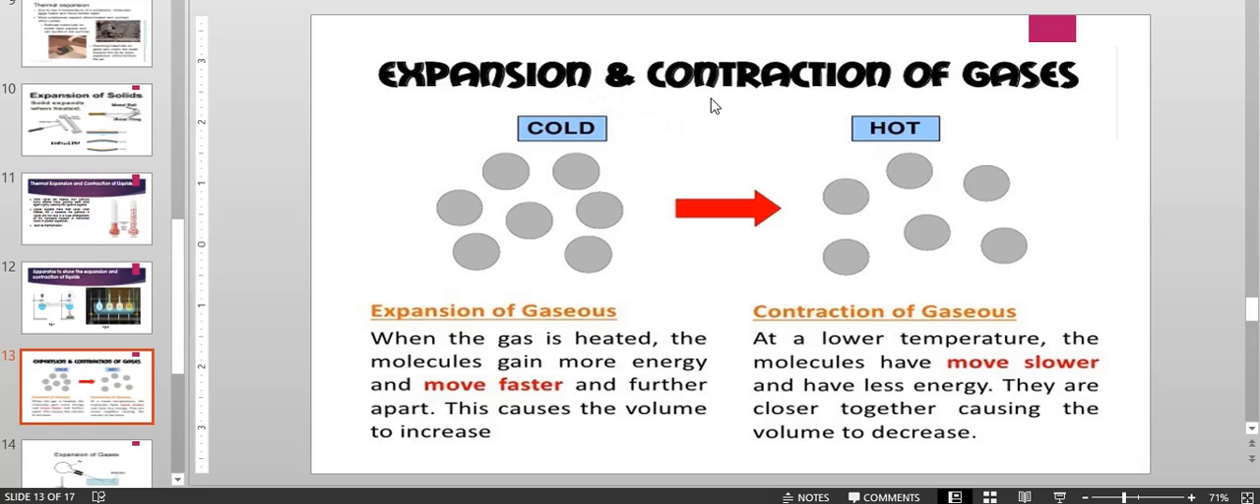Now let's discuss the expansion and contraction of gases. As you can see, when the gases are cool or at room temperature, the molecules are far apart. But when you heat the gases, the molecules will move apart and hence expand. So, expansion of gases is when the gas is heated, the molecules gain more energy and move faster and further apart. This causes the volume to increase. And in contraction of gases, at a lower temperature, the molecules move slower and have less energy. They are closer together, causing the volume to decrease.